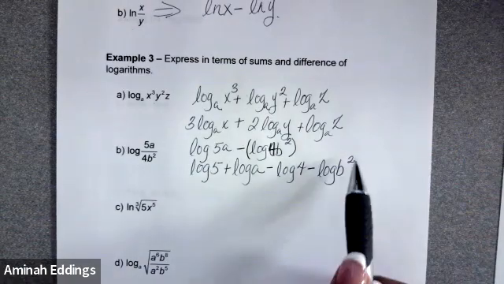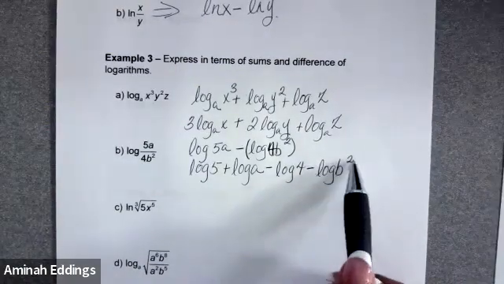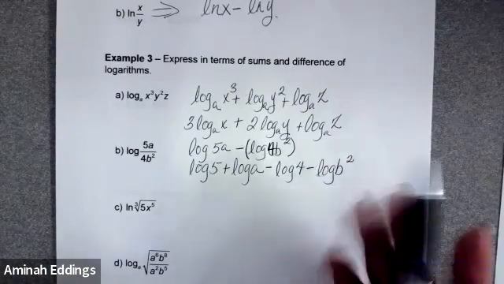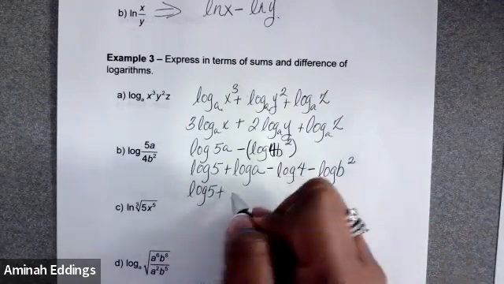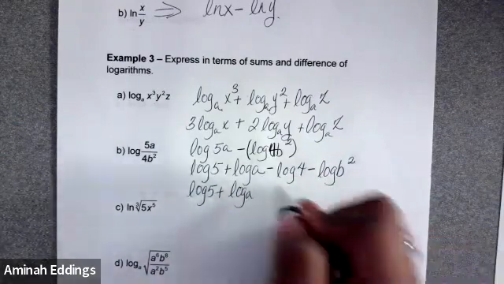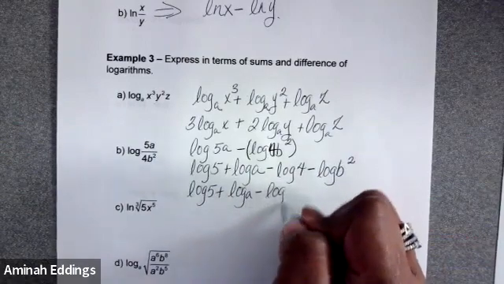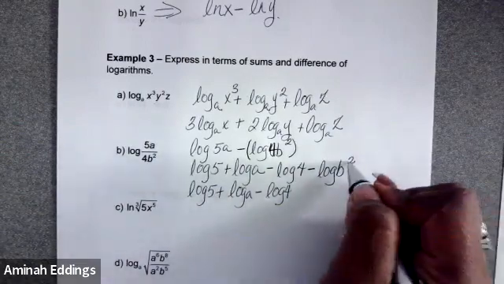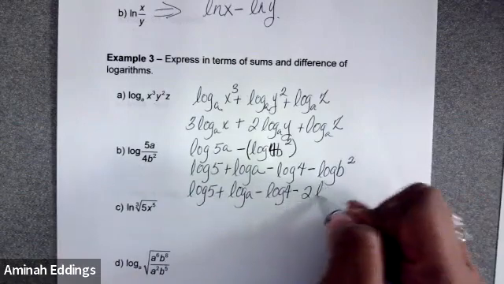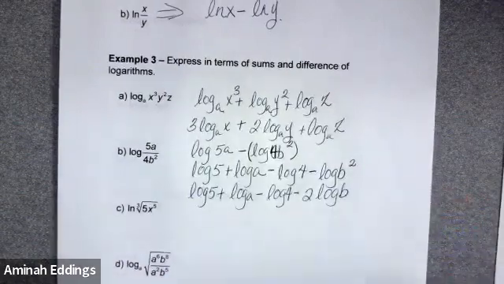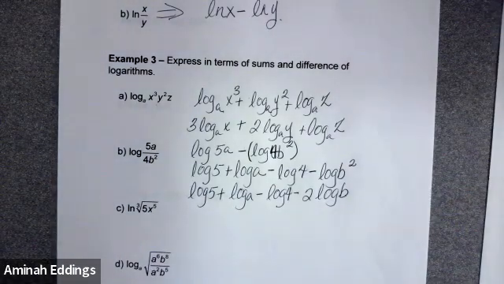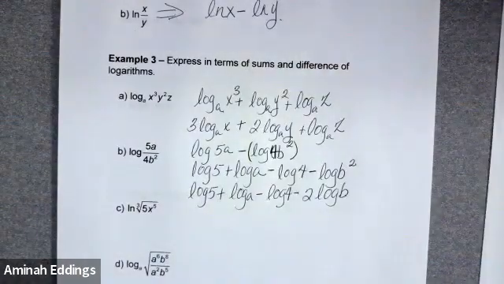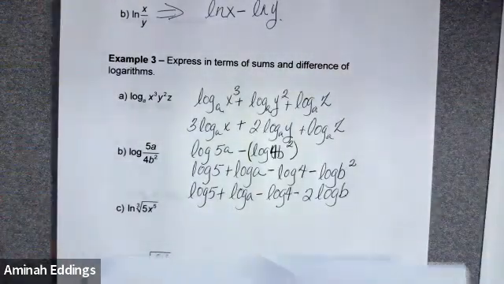And then our final step is what you recognize as that 2. So that means it simply moves to the front. So our final answer is log 5 plus log a minus log 4 minus 2 log b. Questions? Pretty simple? Okay. All right, let's look at C.